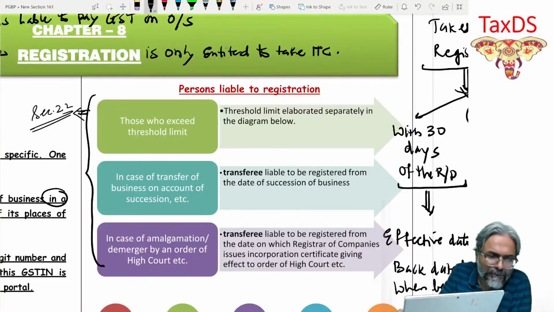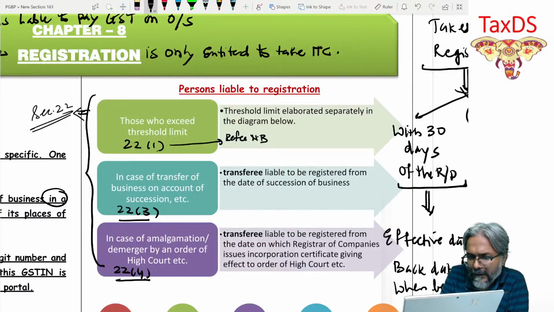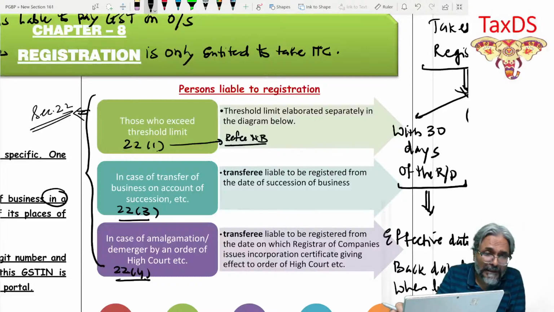So, section number 22, students, in this particular context, now this is 22.1, this is 22.3, and this is 22.4. These are various clauses. Now, students, I'll give you a statement. Refer notebook. I'll give you a table on that. This is very important because here lies where the confusion is. Students get confused on this particular application. So I'll give a statement in your notebook so you can take a note of it.